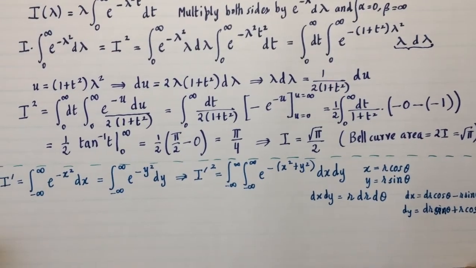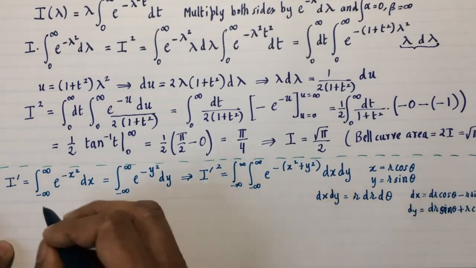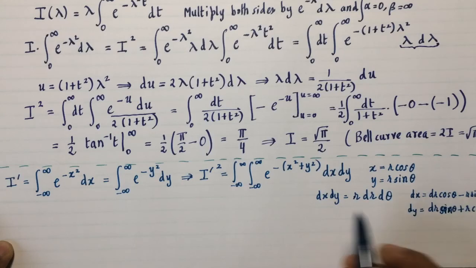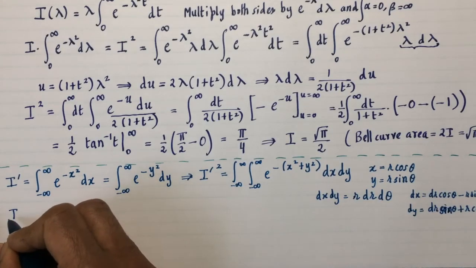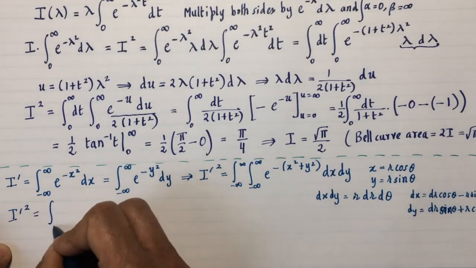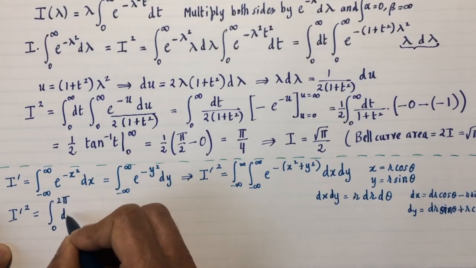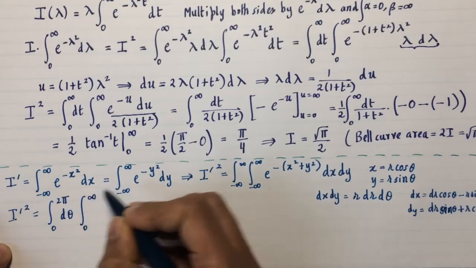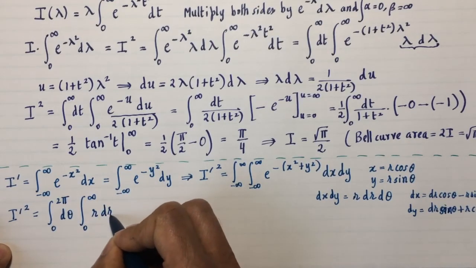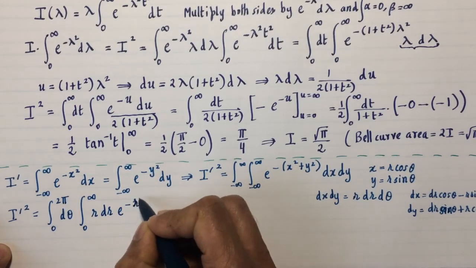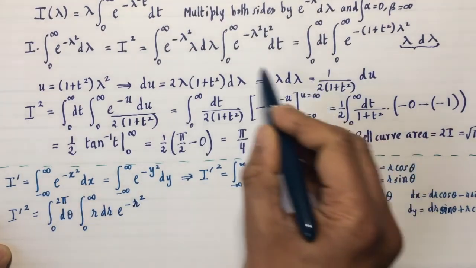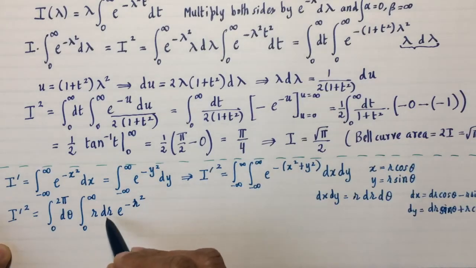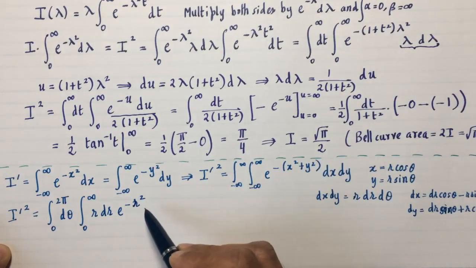Now if you do that, then I can get the following result. Remember, in polar coordinates, r goes from 0 to infinity and theta goes from 0 to 2 pi. So I prime squared equals the integral from 0 to 2 pi on the d theta variable, and the integral from 0 to infinity of r dr e to the minus r squared. Now you're back to the same kind of trickery here, getting that lambda d lambda, r dr and e to the minus r squared, simpler.